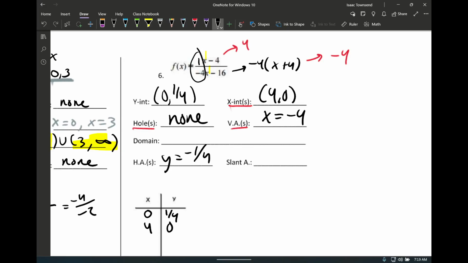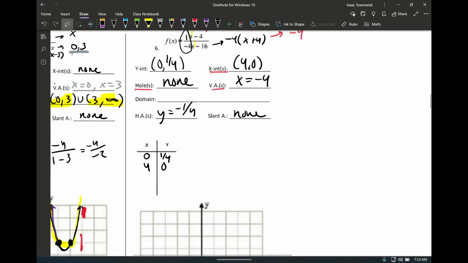Okay, slant asymptote. These only occur when the degree of the numerator is 1 bigger than the degree of the denominator. So all you had to do was check that, see that that didn't match up, and say none. Now, if that had been true, we would have to do long division, and our equation would be y equals the quotient. Ignore the remainder.